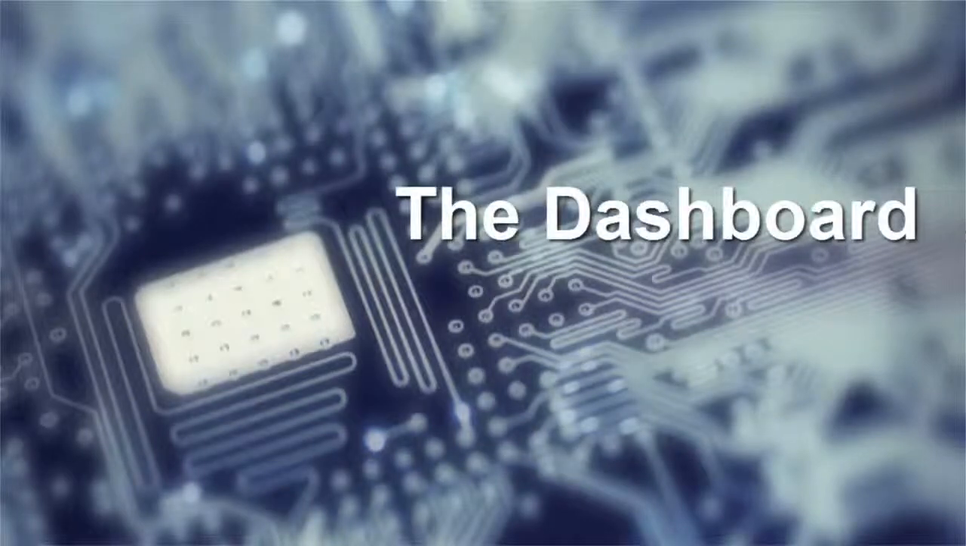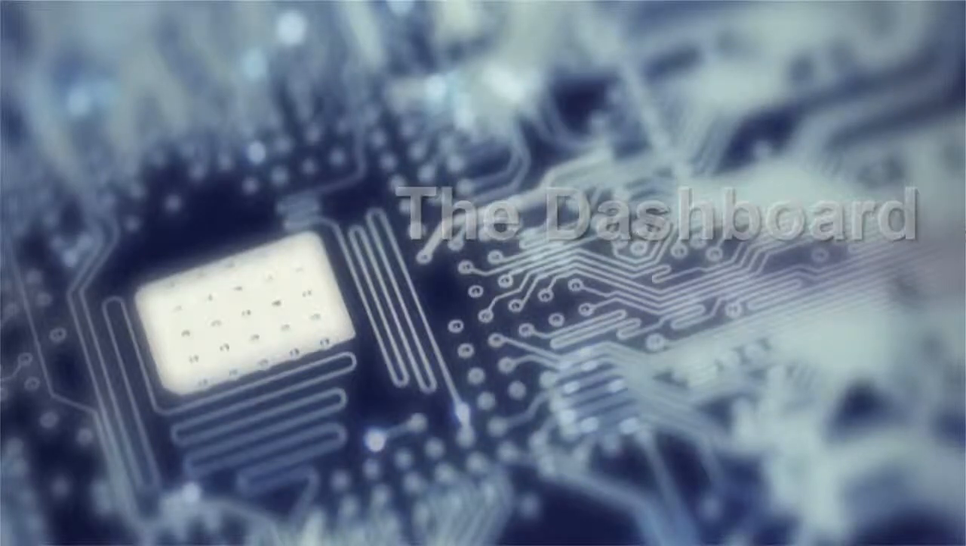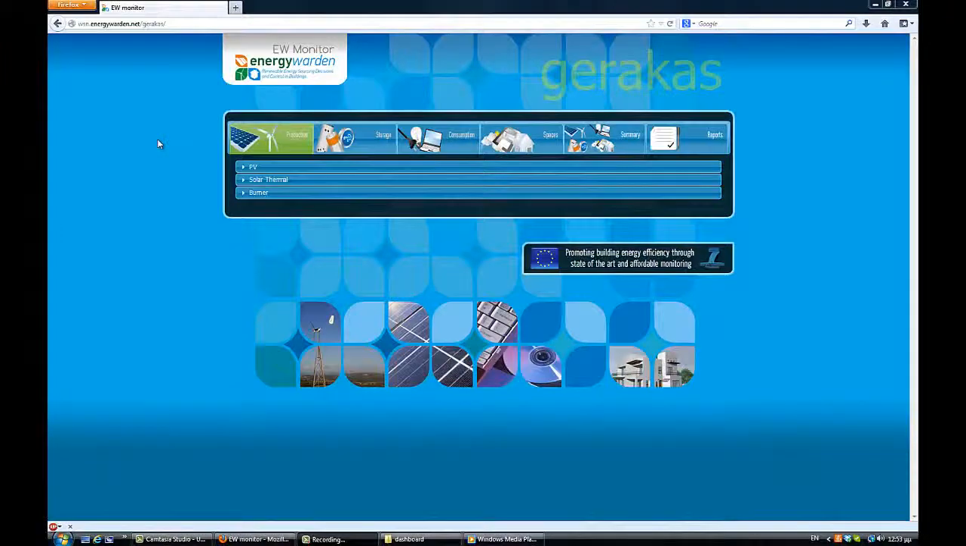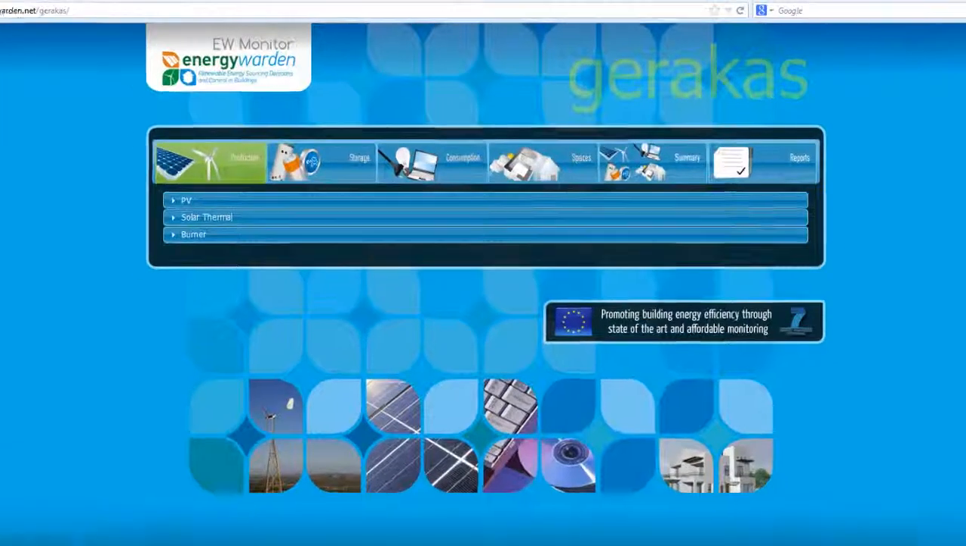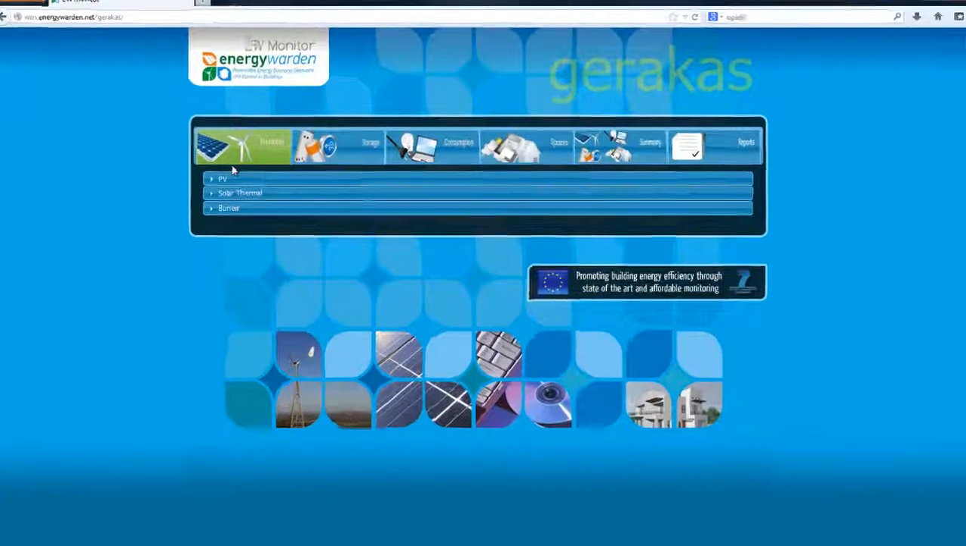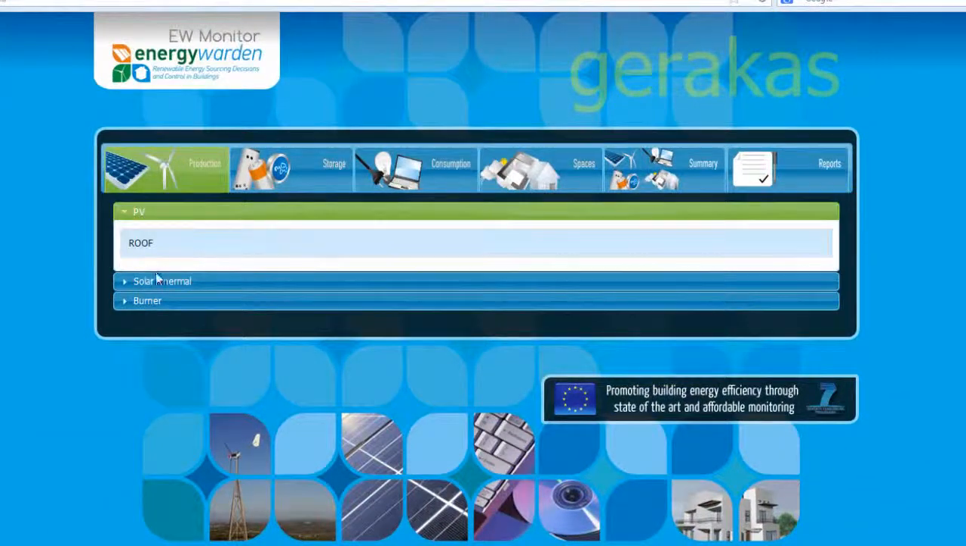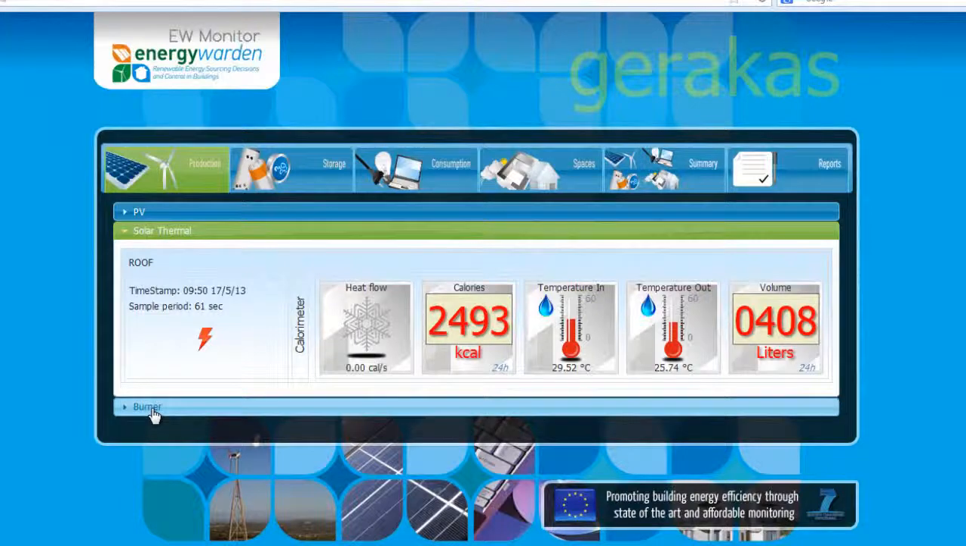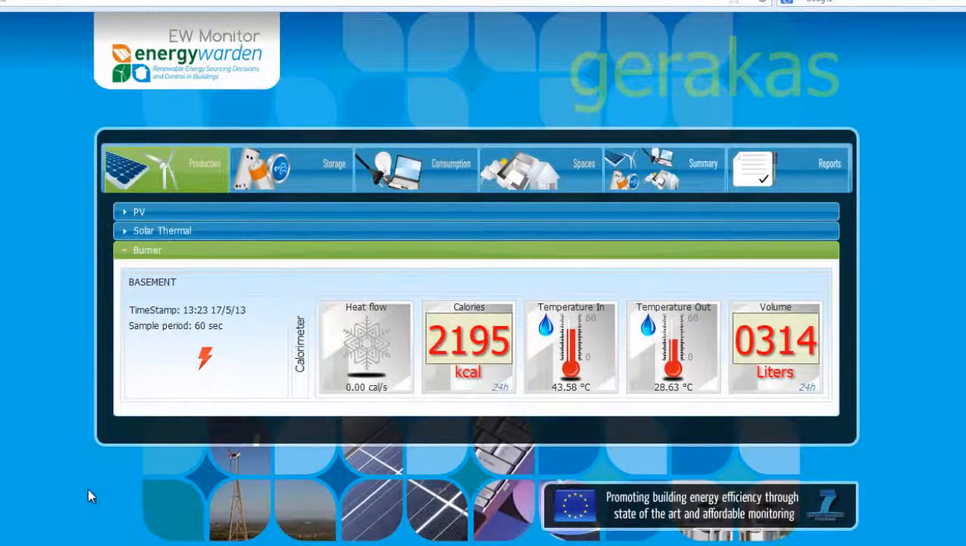The dashboard. The dashboard structures the information in 6 tabs. The first one, labeled Production, includes all energy-producing devices. In this demo these include a PV installation, a thermal solar unit and a burner, powered by diesel oil.